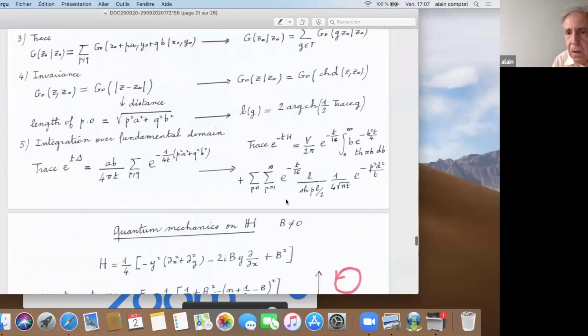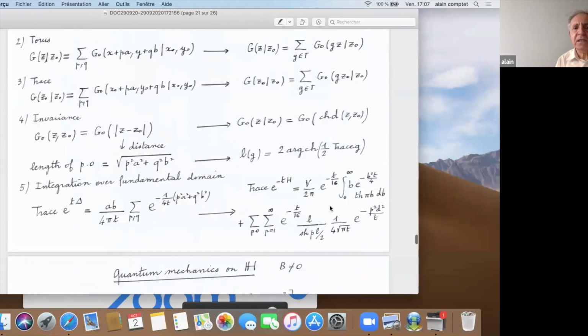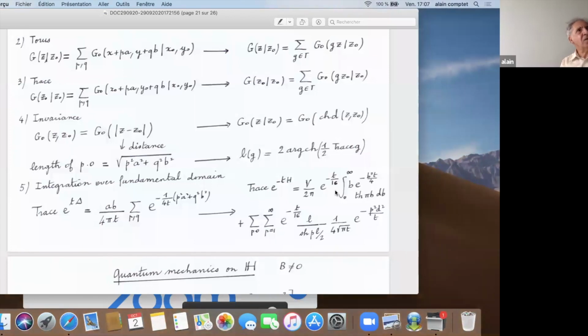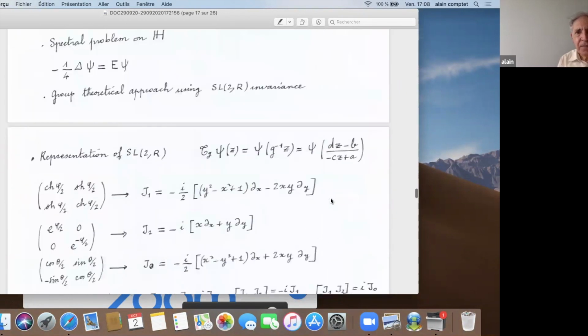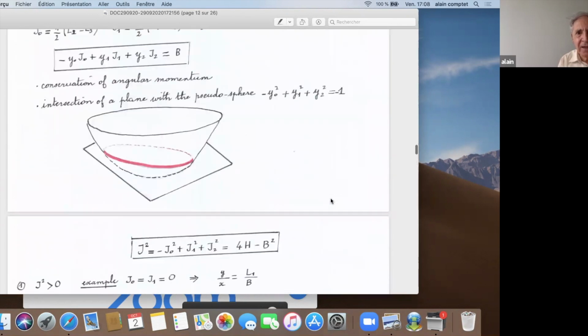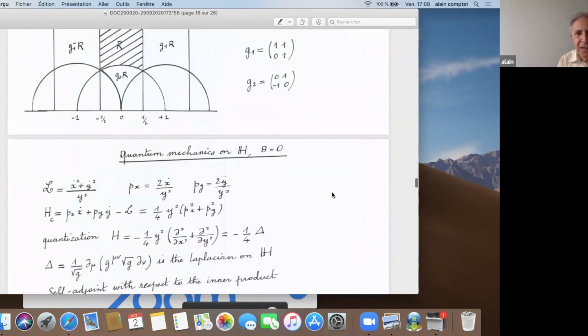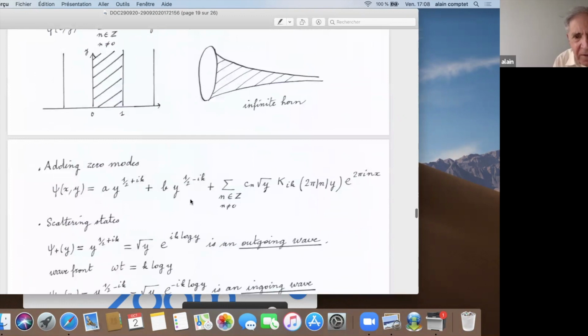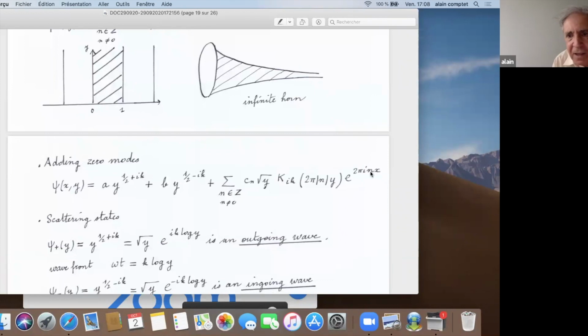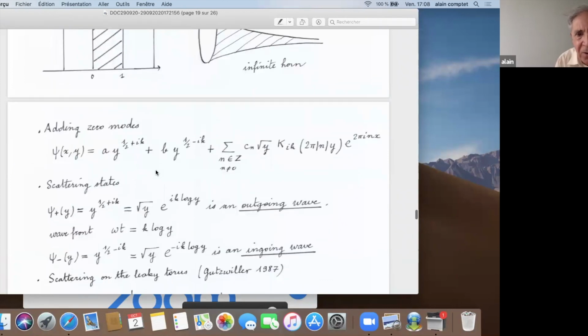Question: what about the zero modes? Okay, in this case, no. When I said zero modes before, it was a bit confusing. It was not really true zero modes. In fact, these zero modes were zero modes in the x direction. It is a zero mode in the sense that n here is zero, but this wave function has a non-zero energy, in fact. But they are not periodic.